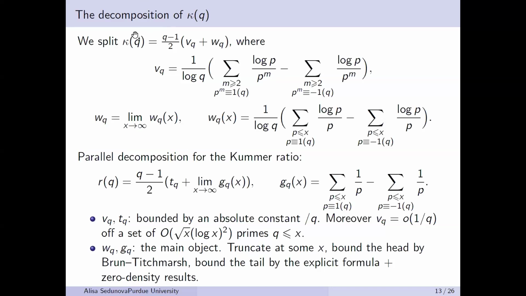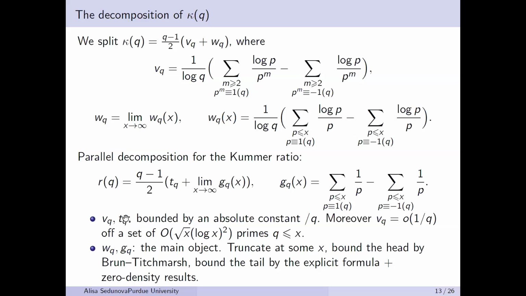Okay, so the sum over Q, we can split it into an easy contribution and a not easy contribution. So (Q minus 1)/2 is just a factor that is there before. And then we have (Q minus 1)/2 times V_Q plus W_Q. And V_Q is some prime sum that is not so hard to deal with. And W_Q is the largest, more complicated sum, because it's related to the bias in here. And in parallel, in the same way, you can do the decomposition for R of Q as well.